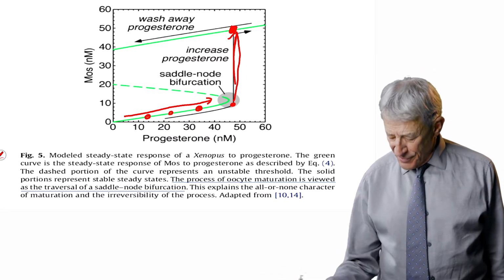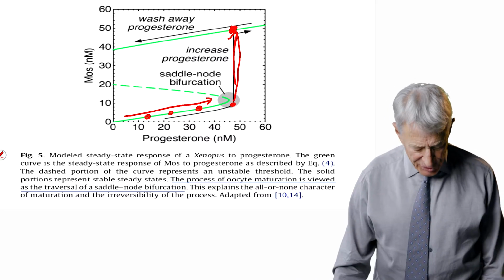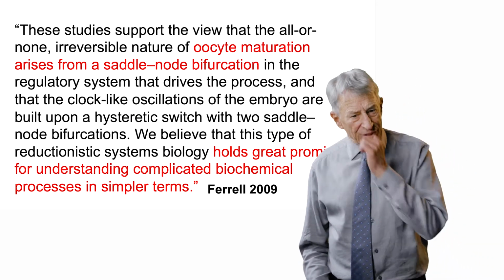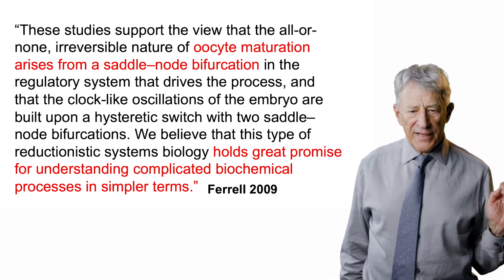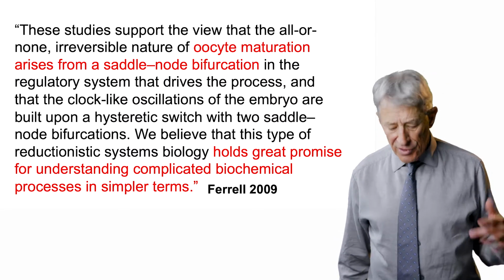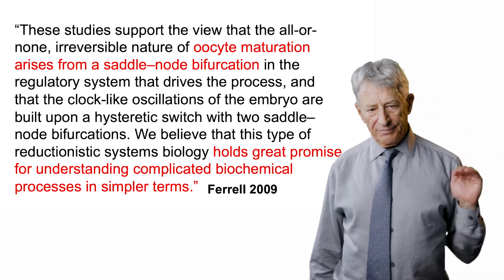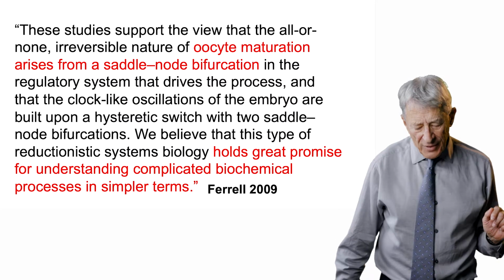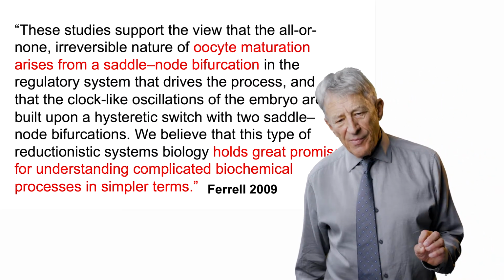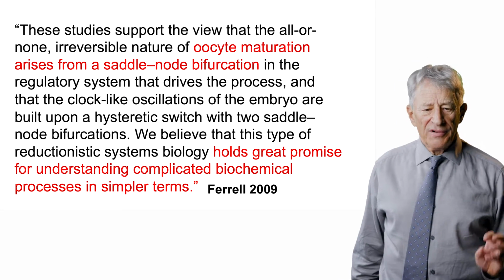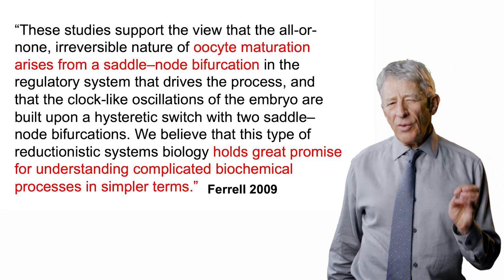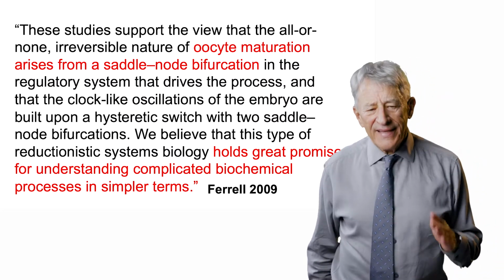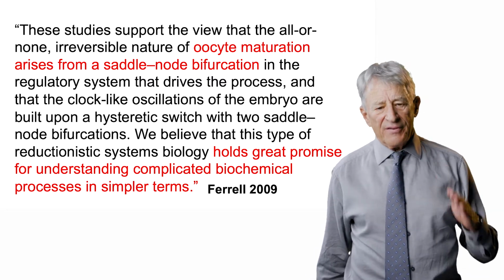And he says, the process of oocyte maturation is viewed as the traversal of a saddle node bifurcation. He concludes with an interesting point, which I want to stress for a second. So first of all, he says oocyte maturation arises from a saddle node bifurcation. That's great. Look at the last sentence. This type of reductionistic systems biology holds great promise for understanding complicated biochemical processes in simpler terms. I think that's a heck of a statement, and I think it's very, very, very true.